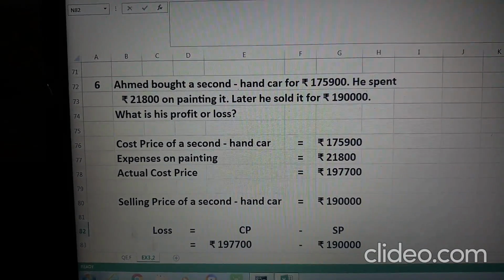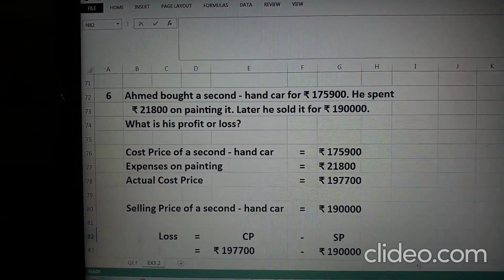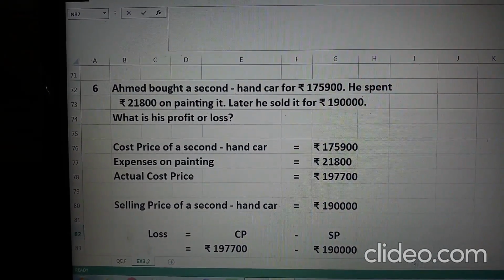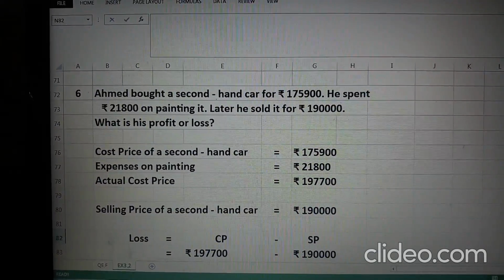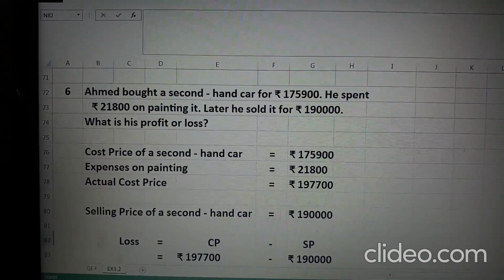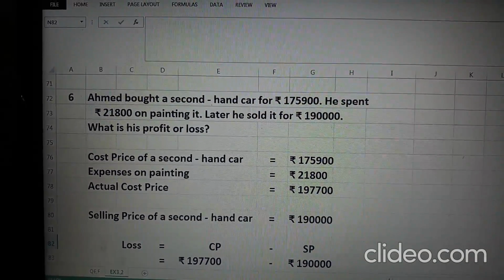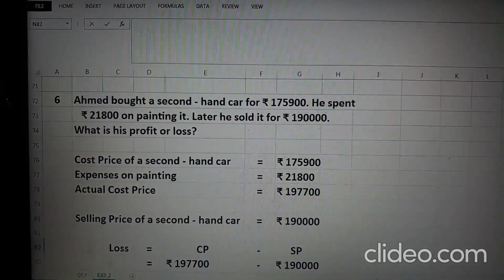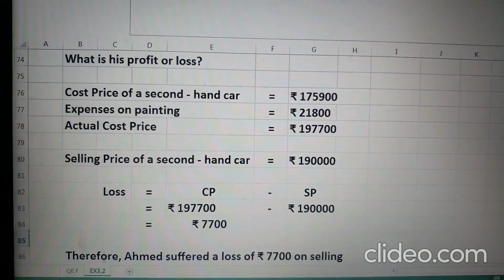1,75,900. He spent rupees 21,800 on painting it. Later, he sold it for rupees 1,90,000. What is his profit or loss? अहमद ने एक सेकेंड हैंड कार परचेज की और उसको पेंट करने में उसने कुछ रुपीस को स्पेंड किया और बाद में उसको सेल कर दिया. उसका प्रॉफिट और लॉस क्या हुआ, दैट यू हैव टू फाइंड आउट. नाउ हाउ टू डू इट?